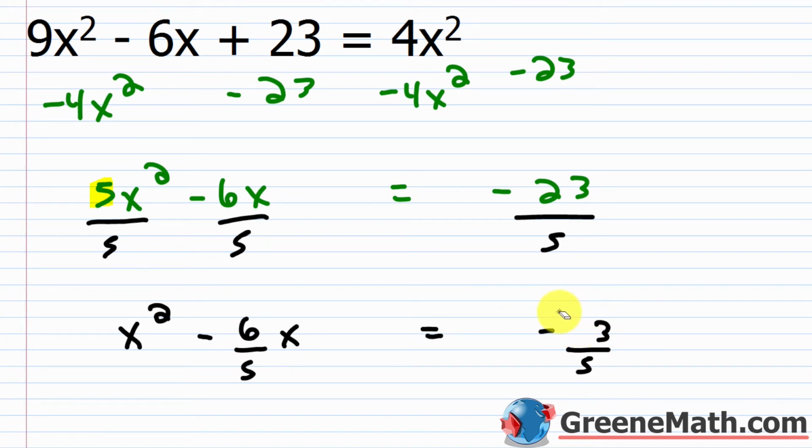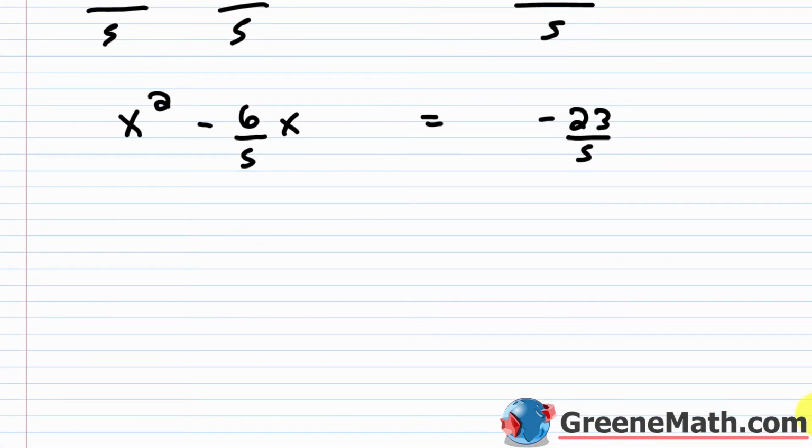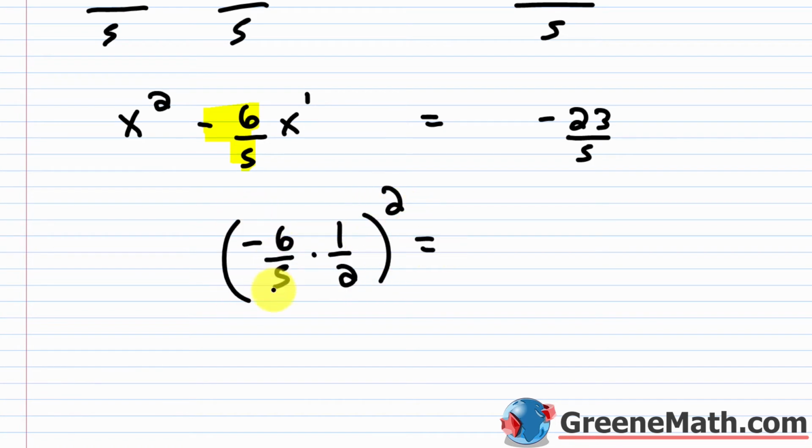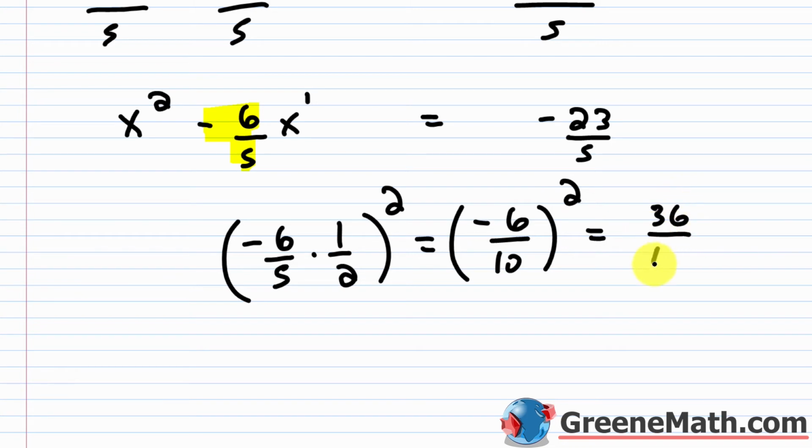Okay, let me make that a little better. Let's scroll down and get some room going. So now I want to complete the square on the left. So again, I want to take this guy right here, the coefficient for x to the first power. I want to cut it in half. So just multiply by half and then square it. Okay, so negative 6/5 times a half is going to be negative 6/10. So negative 6/10 squared, this is going to be what? It's going to be 36 over 100. So on this side, I'm going to add 36 over 100. On this side, I'm going to add 36 over 100.